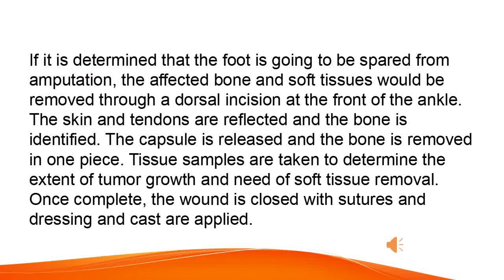If it is determined that the foot is going to be spared from amputation, the affected bone and soft tissues would be removed through a dorsal incision at the front of the ankle. The skin and tendons are reflected and the bone is identified. The capsule is released and the bone is removed in one piece. Tissue samples are taken to determine the extent of tumor growth and need of soft tissue removal. Once complete, the wound is closed with sutures and dressing and cast are applied.